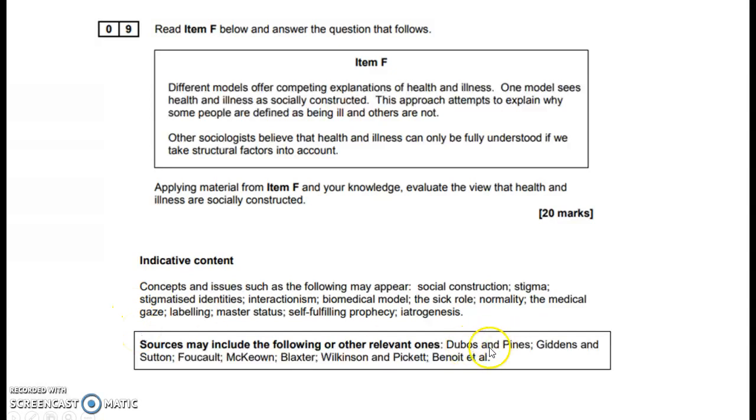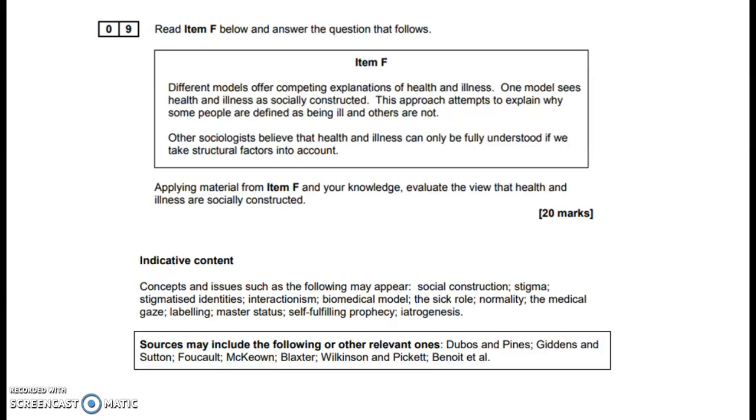We see Dubus and Pines, who I did teach you about, the initial ideas about how your health is going to be different based on your position in society, based on your gender, based on your age, based on your occupation, all of those kinds of things. We can look at the ideas of Foucault and how he believes that health and illness is socially constructed because those who have power have the ability to define what's normal and what's abnormal and how that can link to health. Blaxter deals with some ideas about how age and disability can create our understandings of health.